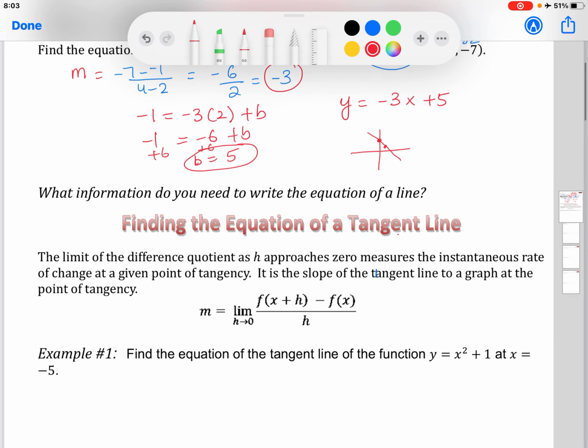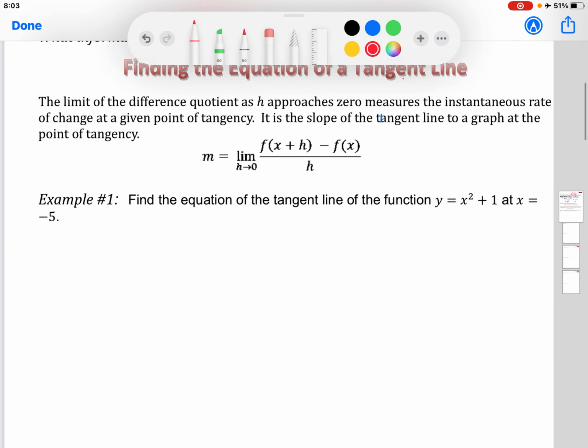So the limit of the difference quotient as h approaches 0 measures the instantaneous rate of change at a given point of tangency. It is the slope of the tangent line to a graph at the point of tangency, which we saw, right? This is your m, and we also saw this is also called f prime of x, right? Now it's asking us to find the equation of the tangent line of the function y equals x squared at x equals -5.